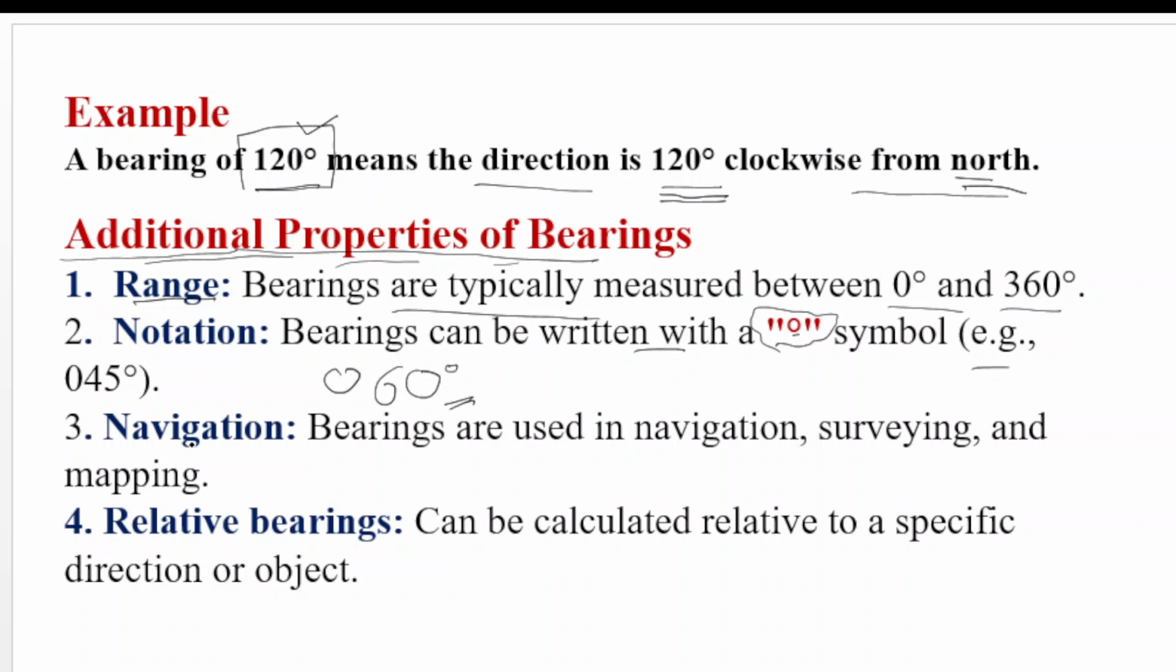Next, navigation. Bearings are used in navigation, surveying and mapping. These are easy. In mapping, we often use it; everyone's mobile has navigation and mapping. Let's move next. Relative bearing can be calculated relative to a specific direction or object. This is the last thing about the additional properties.